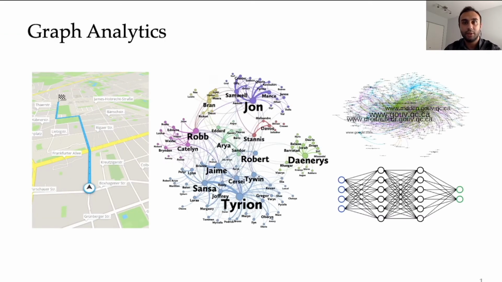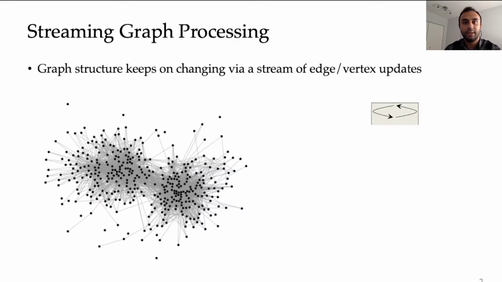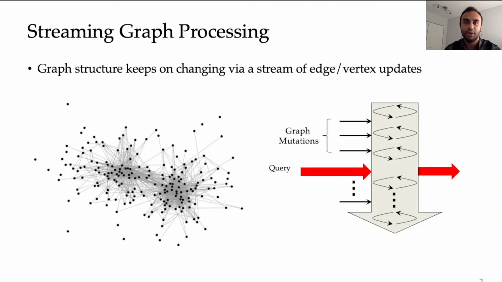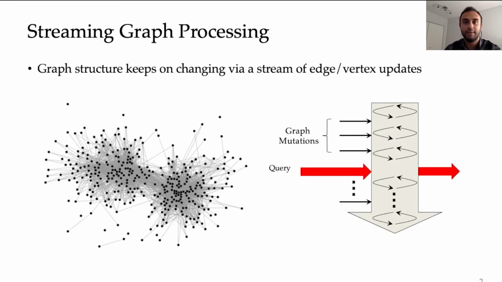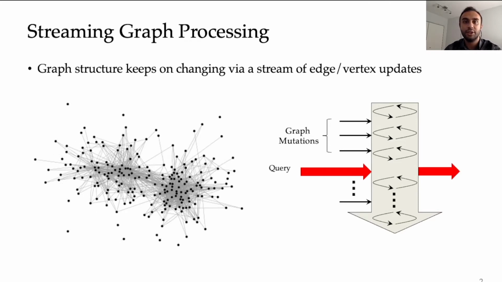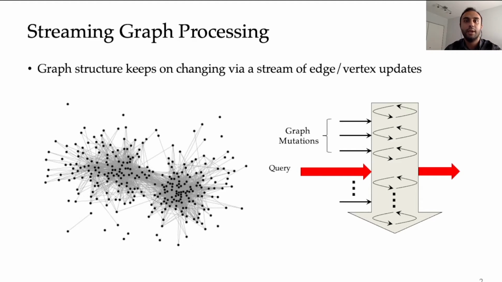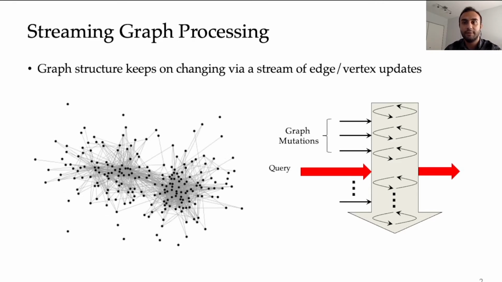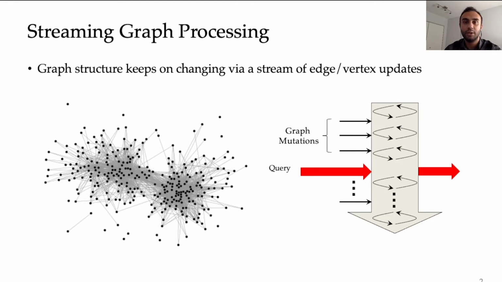Analyzing graph data has become a crucial component in many application domains including navigation, web analysis, social network analytics, and machine learning. In practice, graphs are often dynamic in nature. So, we have streaming graph systems that capture the constantly changing nature of these dynamic graphs. In this setting, we have a single graph structure that is updated using a continuous stream of vertex and edge updates. And the goal is to maintain the freshest results for the most recent snapshot at any given point in time.